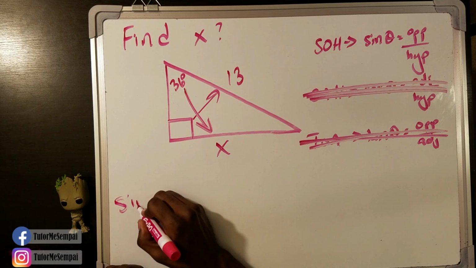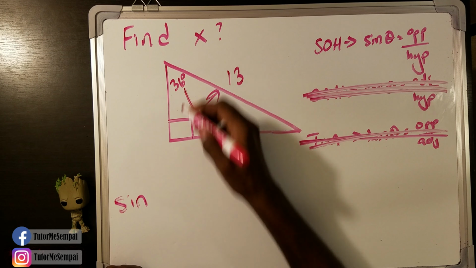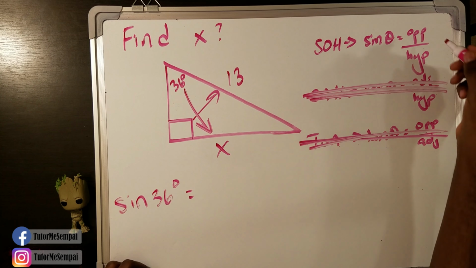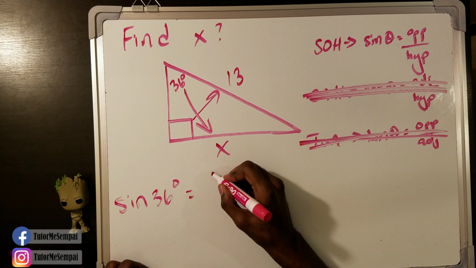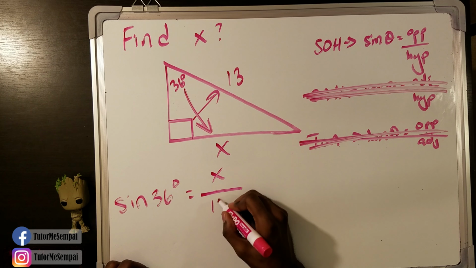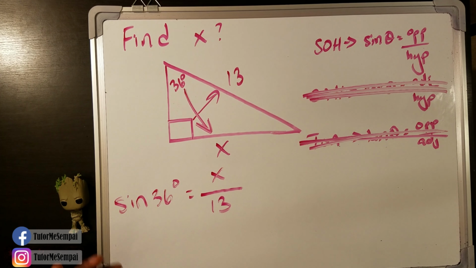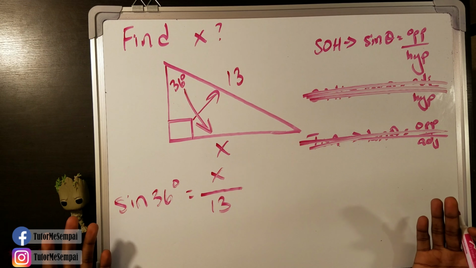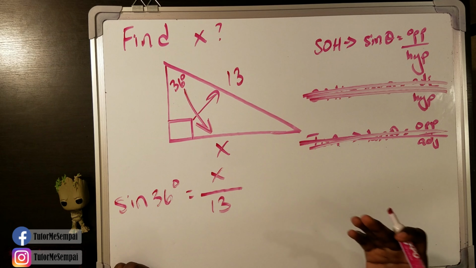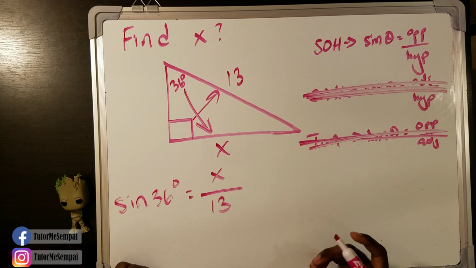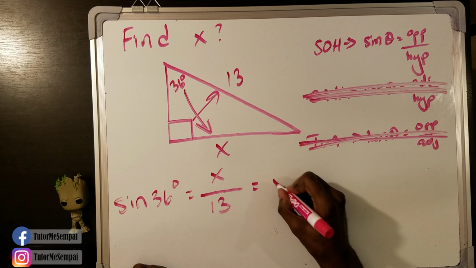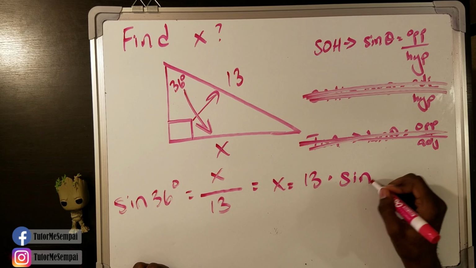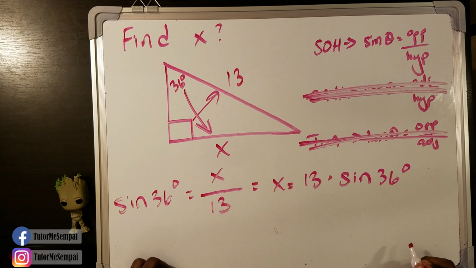So let's rewrite this sine with, instead of theta, our actual angle, 36 degrees. And that's going to equal opposite over hypotenuse, which we know opposite is x, and hypotenuse is 13. Now we have to find x. So what do you have to do in order to solve for x? Get x by itself, right? So we're going to get x by itself by multiplying both sides by 13. So that's going to mean that x is going to equal 13 times sine of 36 degrees.